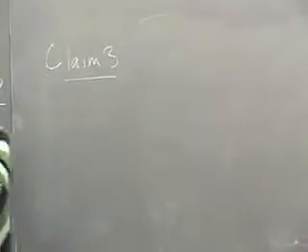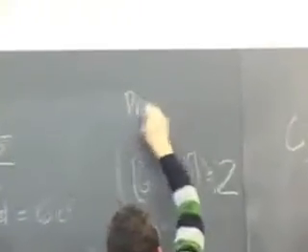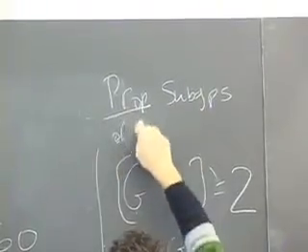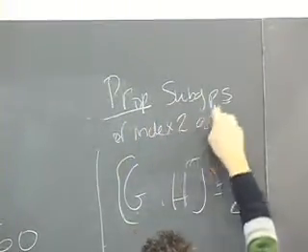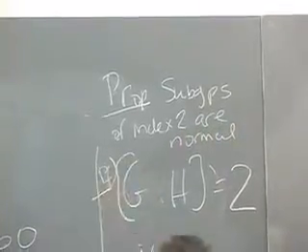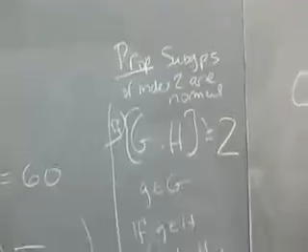So let me just label this thing. Proposition: subgroups of index 2 are normal. Proof. There, it's official.